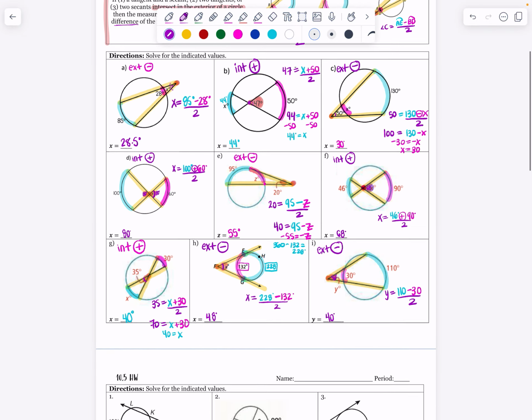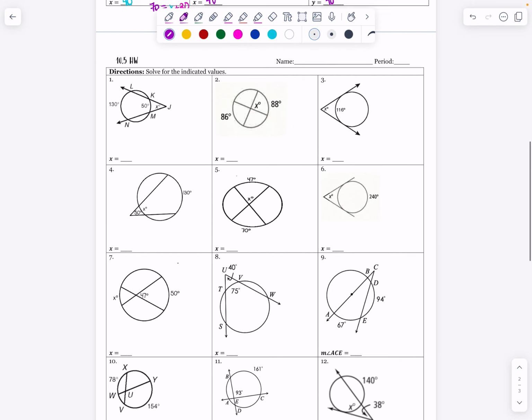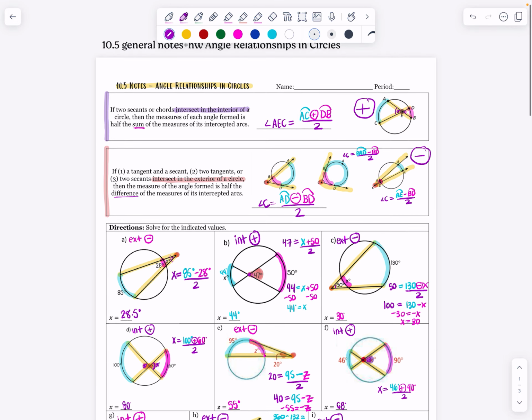All right, so what we have on the back is some practice problems of these theorems. We have some lines that are intersecting inside the circle where you add, and you have some lines that are intersecting outside the circle where you subtract the intercepted arcs. So practice that, and then we will check that tomorrow.